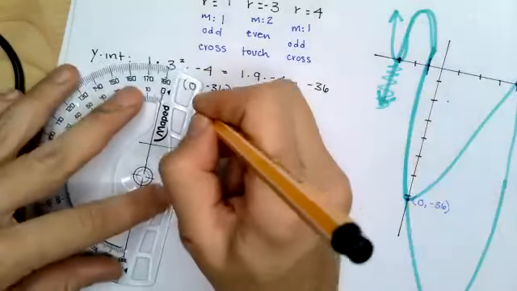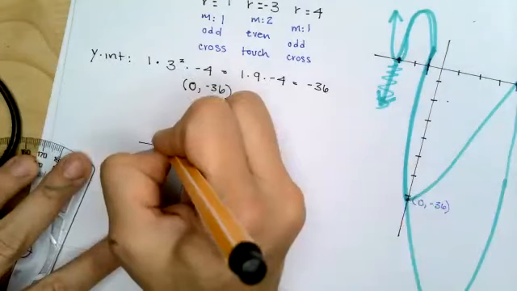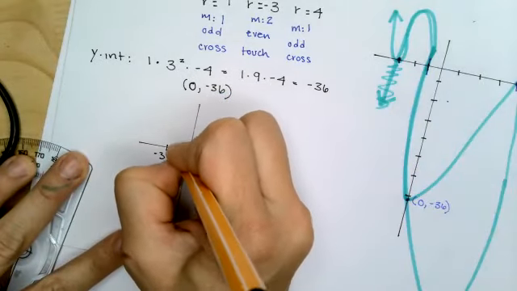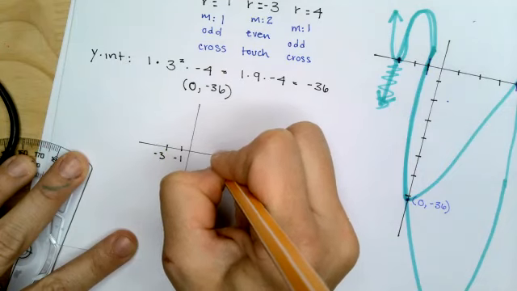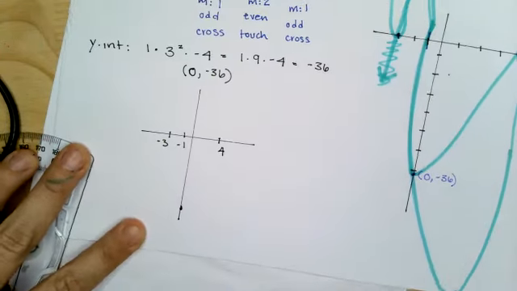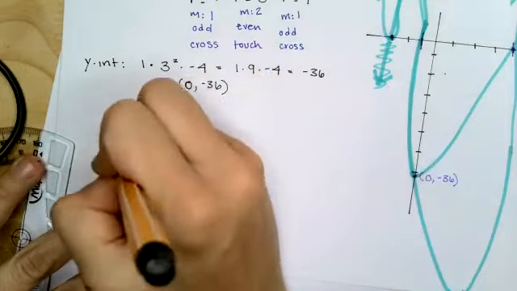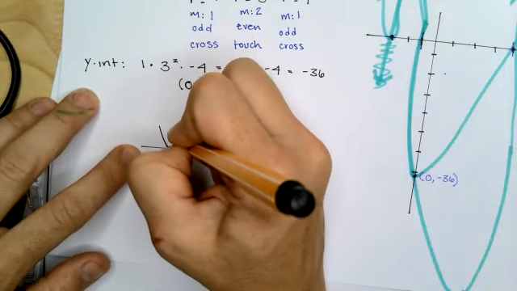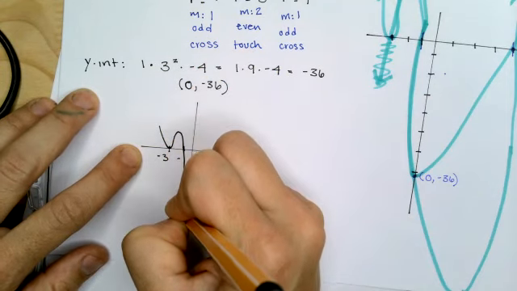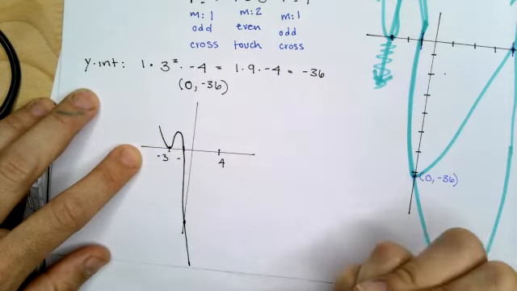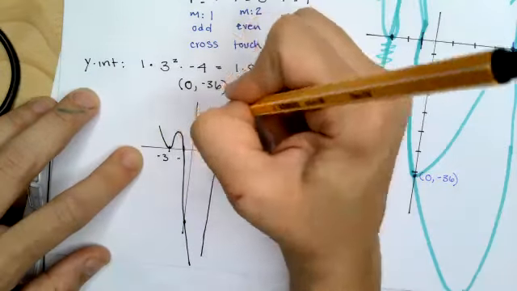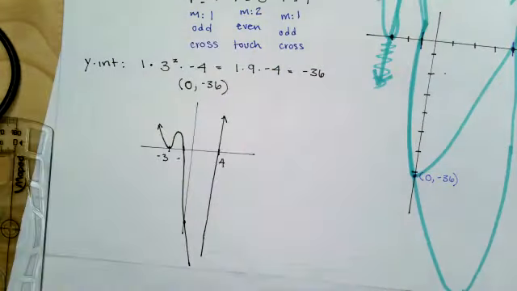All right, real quick. Here's -3. Here's -1. Here's 4. Here's -36. Let's try this again. I'm going to touch here. I'm going to cross here. Go down. Just going to go down forever. We don't know where. Come back up. Okay. That was very bad.